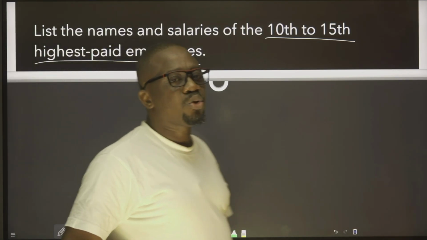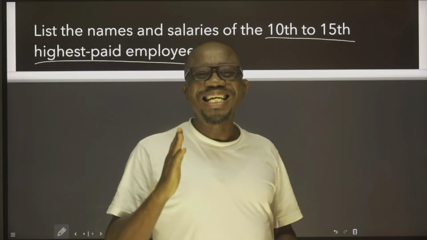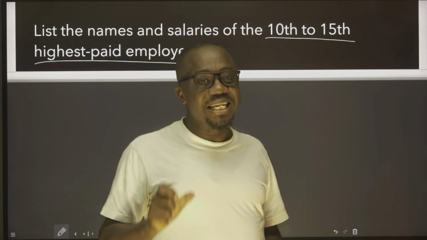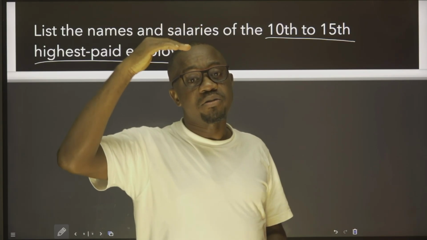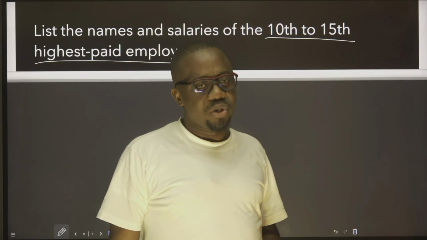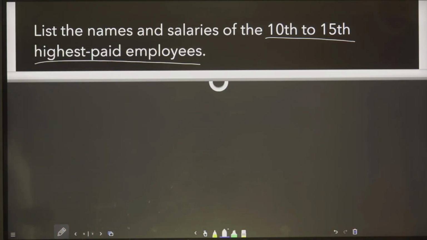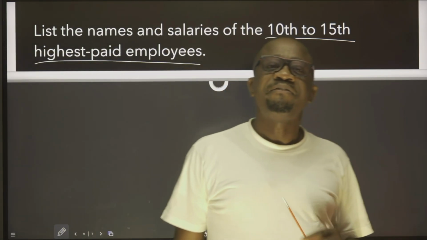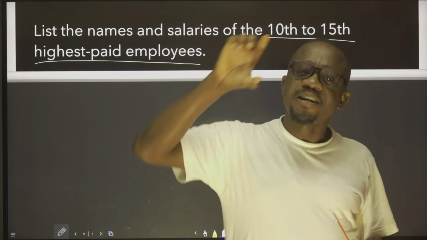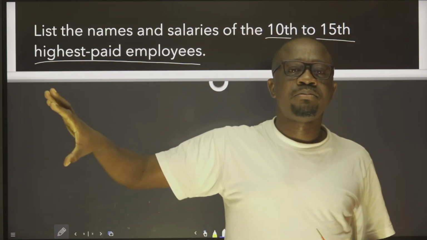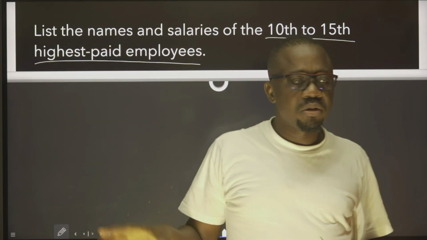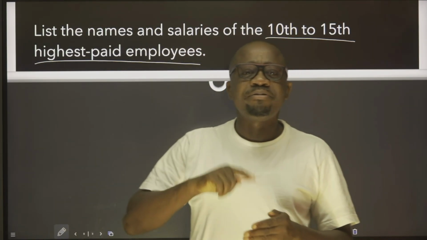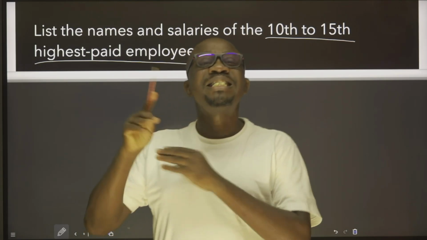The next question says, list the names and salary of the 10th to 15th highest paid employee. So the column we are going to use to sort is the salary column, order by descending, to put the highest first before the other ones. Once you use order by to arrange it, we are told from the 10th to the 15th. It means the first 9 will be offset. Offset 9 will be used. 10 to 15, 10, 11, 12, 13, 14, 15. That is limit 6. Okay?